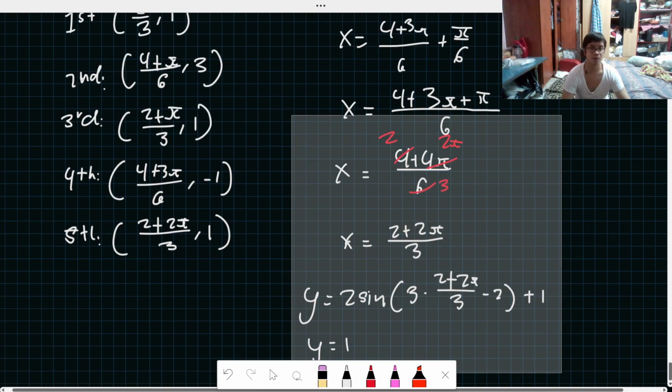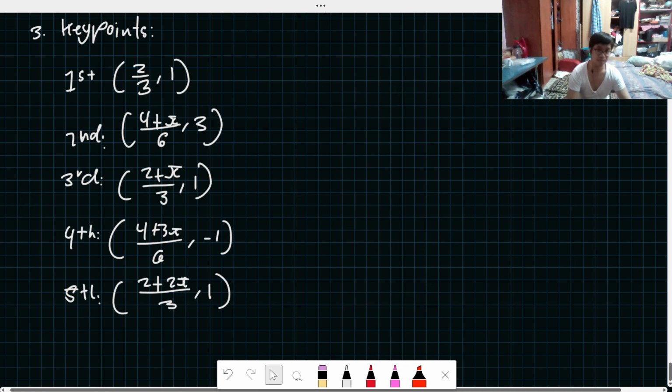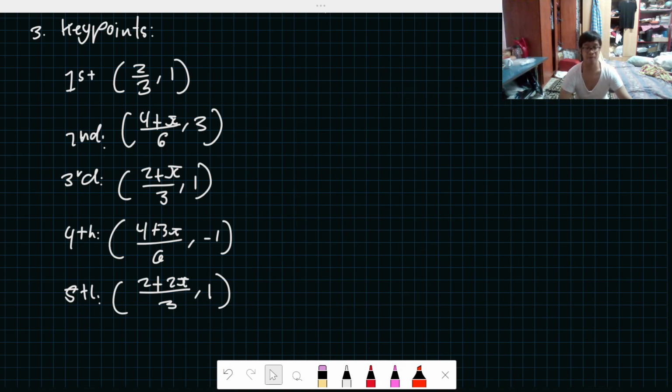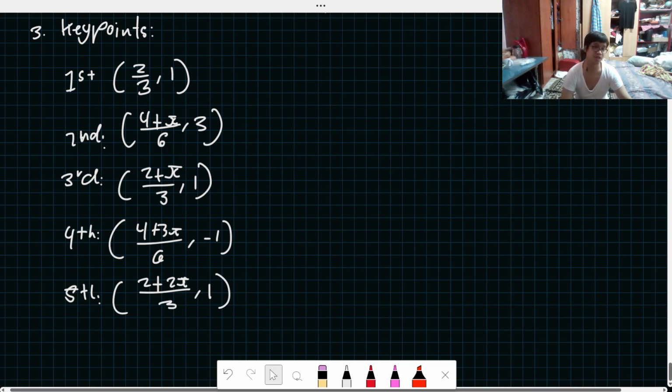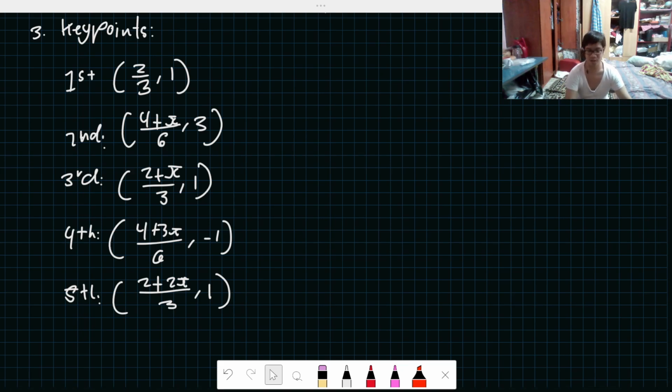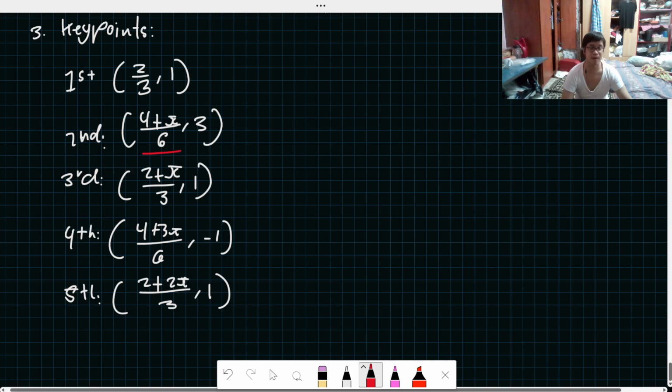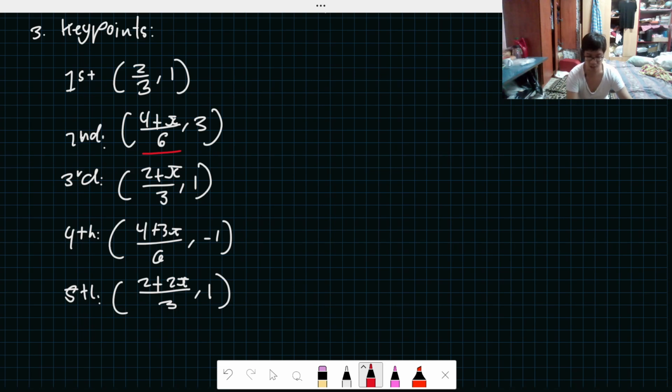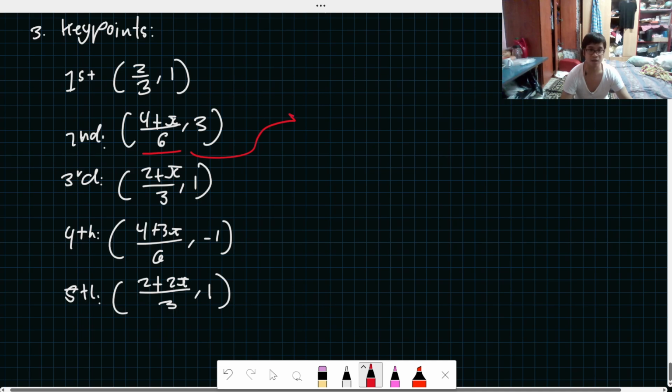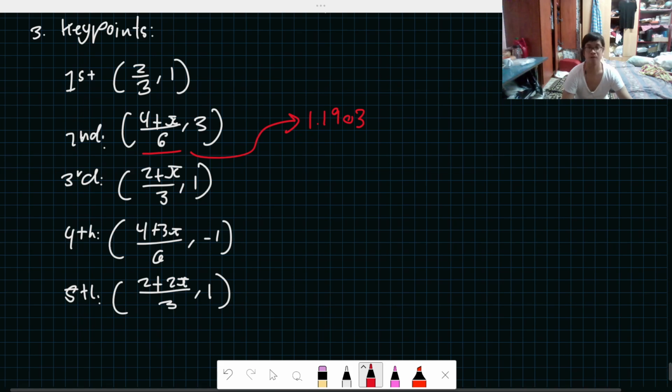Now what we're going to do is graph them, because the fourth step is you're going to trace them. But here's the problem. I think it's hard for you to trace them. Let me give you an idea. Let's start first with the second key point. You have 4 plus pi all over 6. If you get the approximate value, at 4 decimal places, 1.1903. How are you going to plot this one?